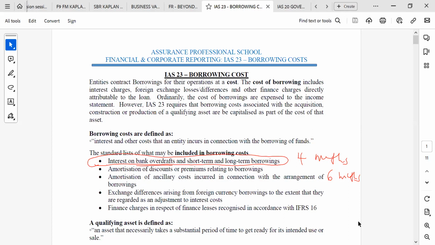But since you are going to be reporting maybe on a monthly basis, you can also use 1 month if the asset is going to take a month to be completed. You can charge the borrowing cost for that 1 month and add it.